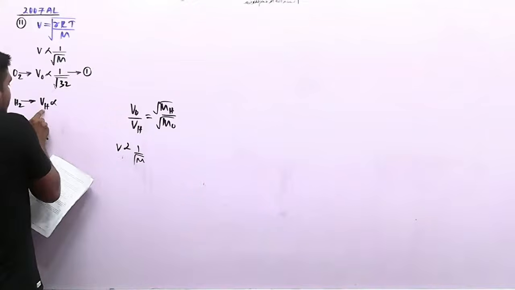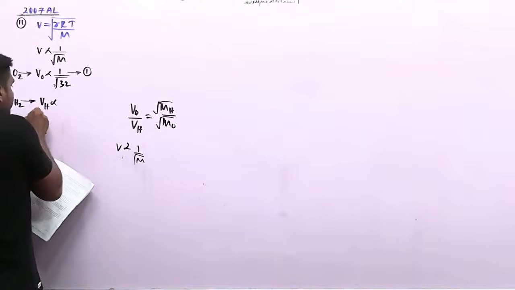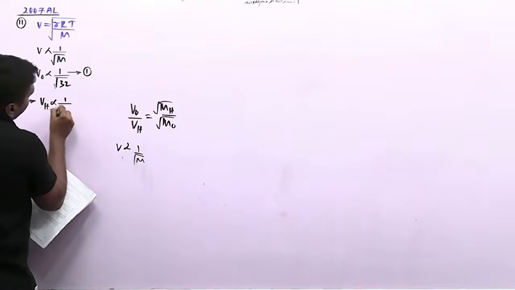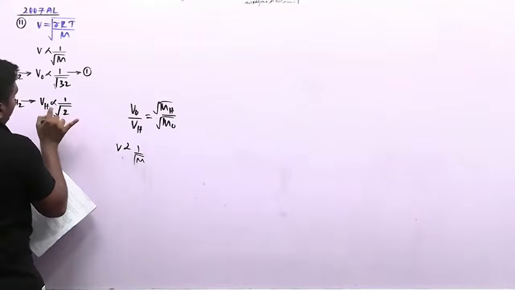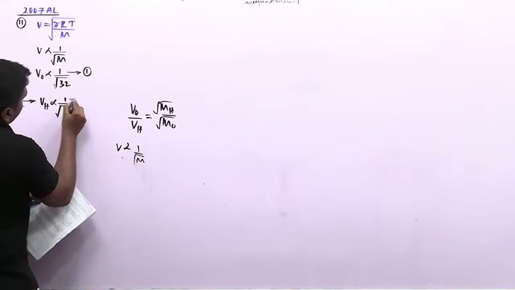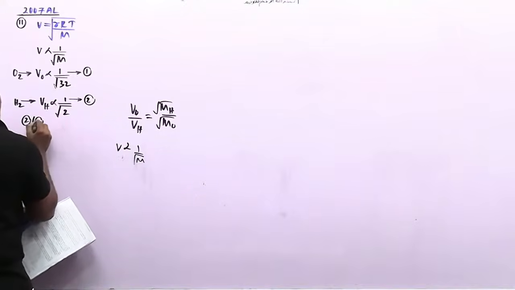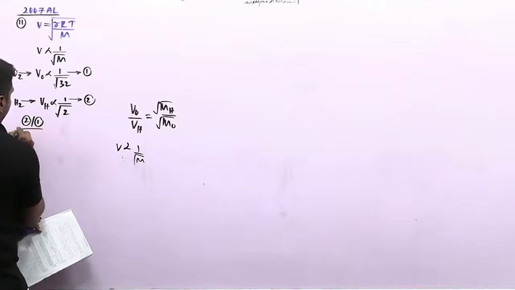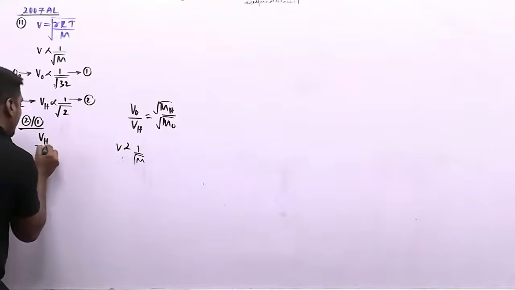Velocity of sound in hydrogen gas, velocity of sound in oxygen gas. Velocity of sound in hydrogen gas is proportional to 1 over molar mass of hydrogen. Molar mass of hydrogen is how much? That is 2. So you can easily write down the proportionality. If you divide proportion 2 by 1, you can easily write VH to VO, velocity of sound in hydrogen gas over velocity of sound in oxygen.